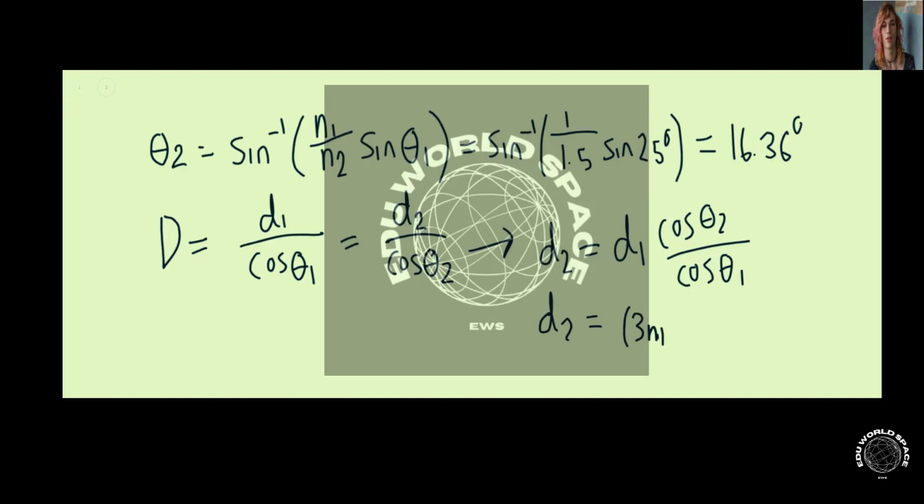3 millimeters times cosine of 16.36 degrees over cosine of 25. Crunch the numbers, and we end up with 3.2 millimeters. So interestingly, this beam, as it passes into a medium of higher index of refraction, actually expands slightly. And the greater the difference, the bigger the expansion. So that's kind of an interesting result.